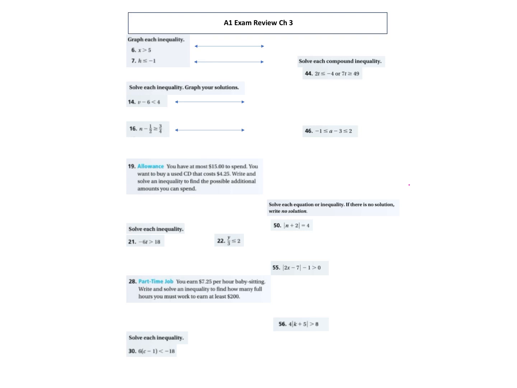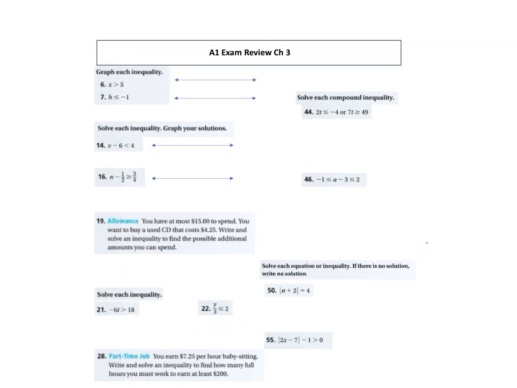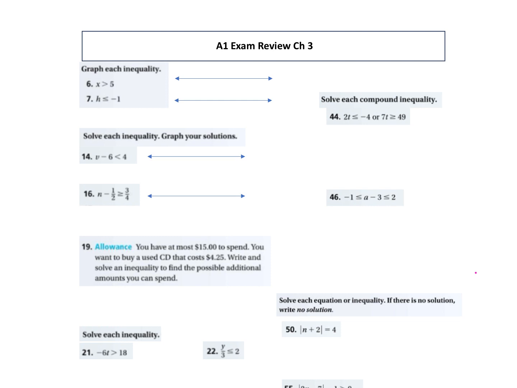Okay, you guys, this is all of chapter 3 exam review. I will walk you through every single question. Reach out if you have questions. You got lots of people in the room that know how to do everything on here, so ask for help if you need it.